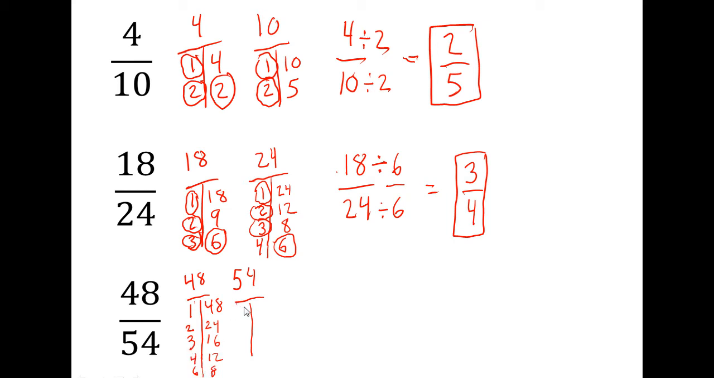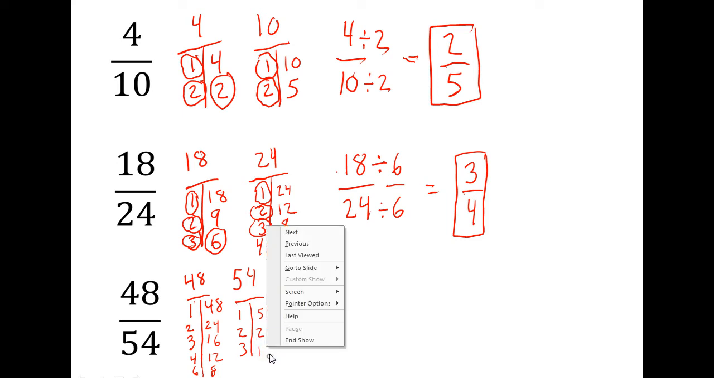Okay, now for 54, 1, 54, 2, and 27, 3, oh, no, no one in the show, 3, and come on, you can do it, Mr. Nelson, 17, no, 17, okay.